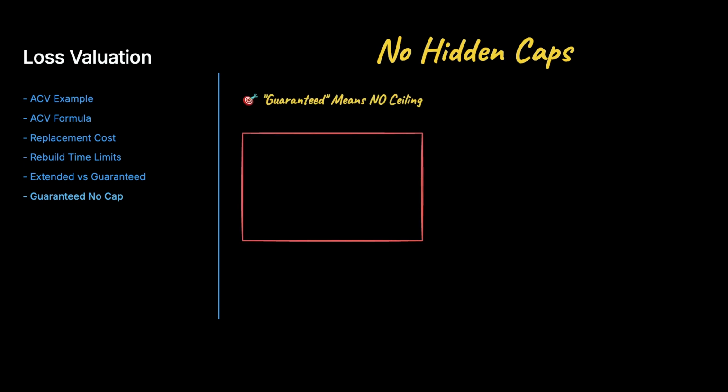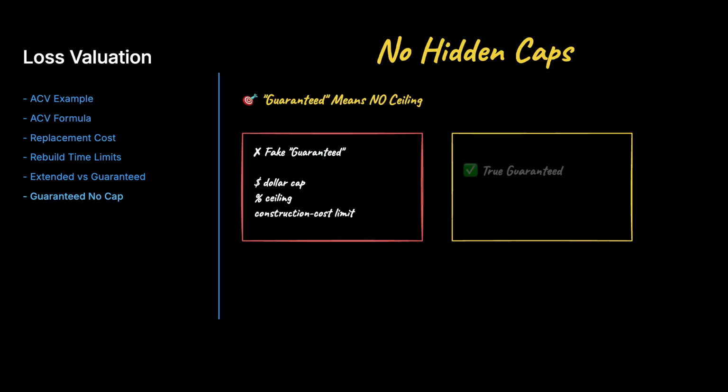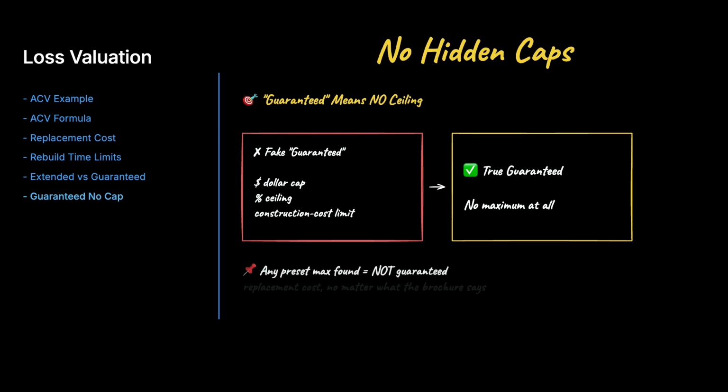Here's a sharp California nuance. A policy can't even call itself guaranteed replacement cost if it hides any maximum: no dollar cap, no percentage ceiling, no construction cost limit, nothing. The word guaranteed must mean truly no ceiling. If you spot any preset maximum in the policy, it isn't guaranteed replacement cost by California's definition, whatever the brochure claims.